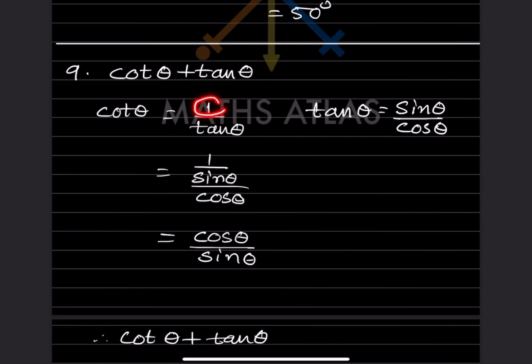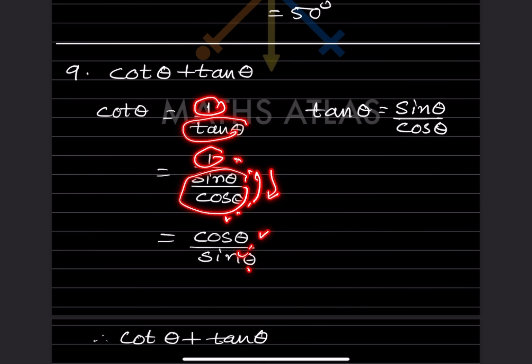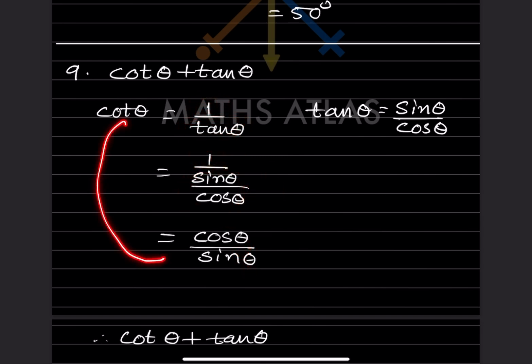So now see, this is the numerator and this is the denominator. What happens? The numerator will stay as it is, and the denominator will get flipped over. So cos theta will go up, and 1 multiplied by cos theta means cos theta. So cot theta will be cos theta by sin theta, and tan theta is sin theta by cos theta.